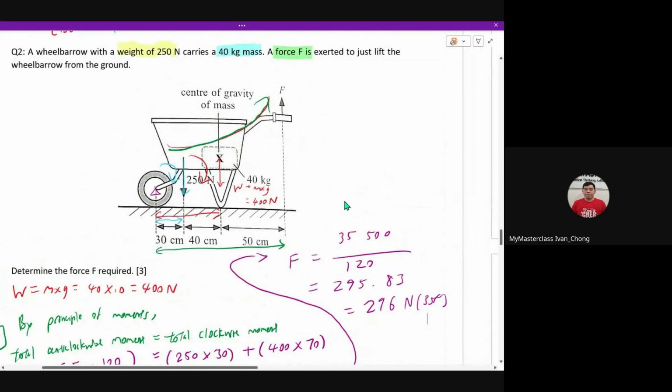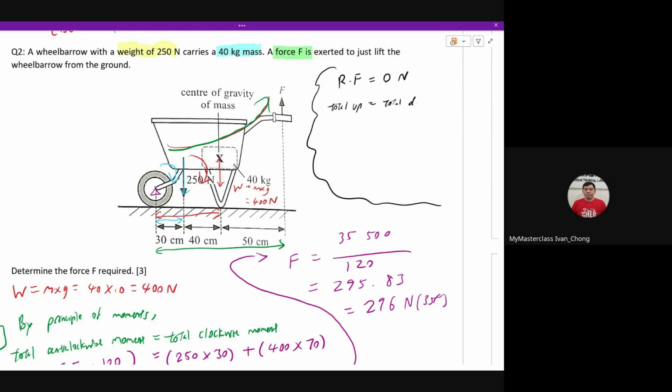Now on a side note, let's draw more. If you notice over here, because it's not moving, your resultant force by right should be 0, so your total up equals your total down. Make sense? But if you notice, your total up is just about 300. Let's use 300, 2SF, for the one below, to simplify things first. This is 250 and this is 400. They don't match, right? So there must be another force. What is this force? It's actually your normal contact force here.